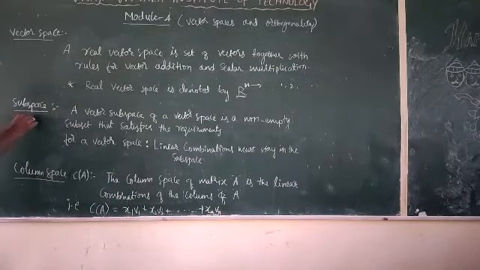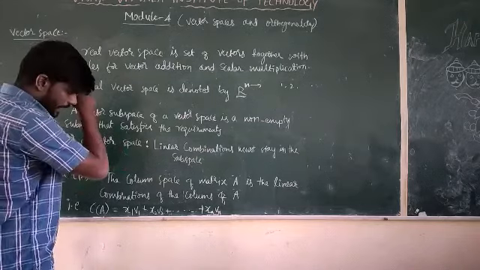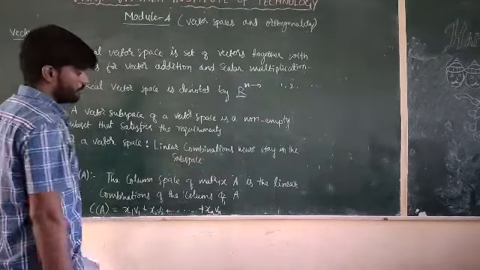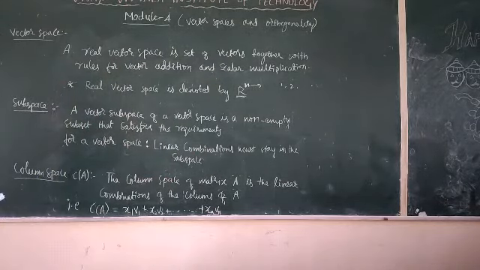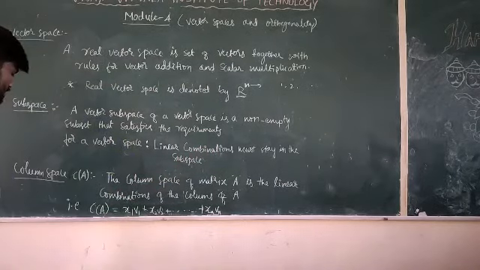Then the subspace. What is a subspace? A vector subspace of a vector space is a non-empty subset that satisfies the requirements for a vector space. What are the requirements for a vector space? Linear combinations of that vector space must stay in the subspace.